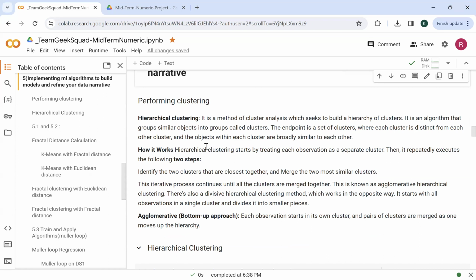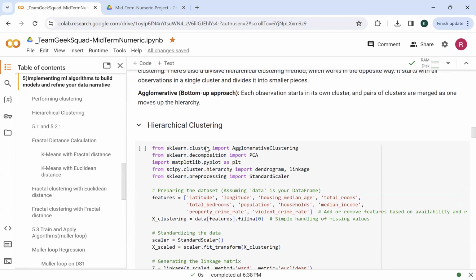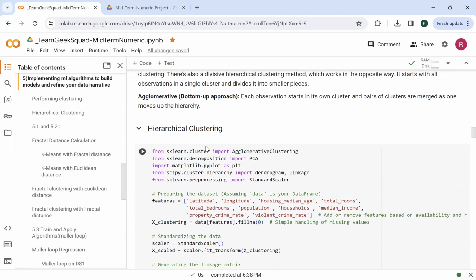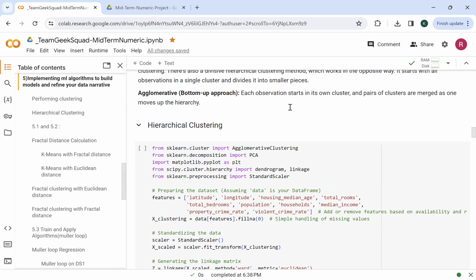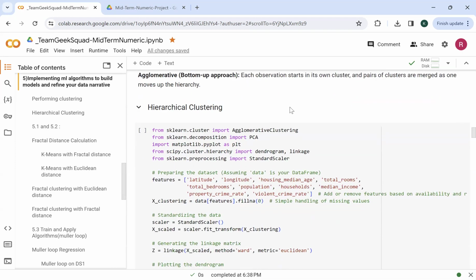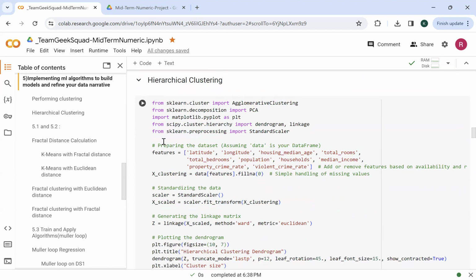And how it works is, hierarchical clustering starts by treating each observation as a separate cluster. Then it repeatedly executes the following steps, an iterative process that continues until all the clusters are merged together. This is called agglomerative hierarchical clustering. Divisive is a hierarchical clustering method which works in the opposite way. Okay, let's not discuss them. We'll focus on this hierarchical clustering.